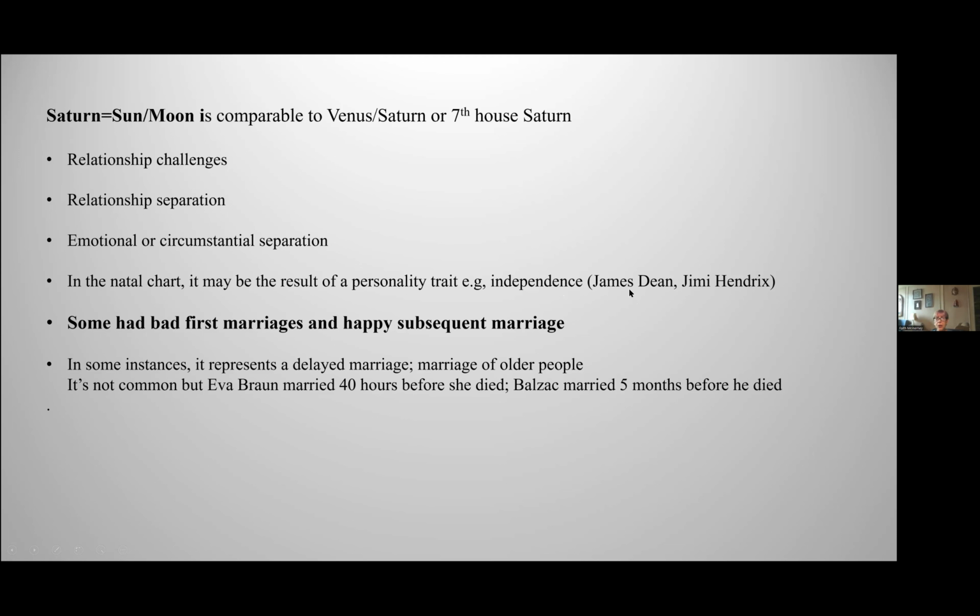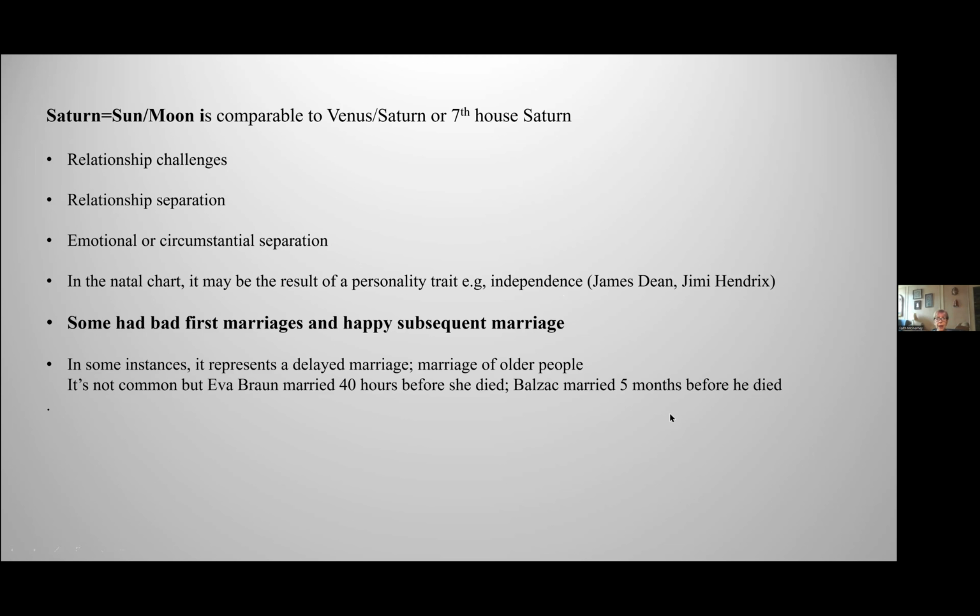So James Dean and Jimi Hendrix never married and had lots of relationships, or no exclusive, long-term marital kind of relationship. And both of them had Saturn on the Sun Moon midpoint. They didn't have the personality for it. They were both kind of a wild child in their own ways.